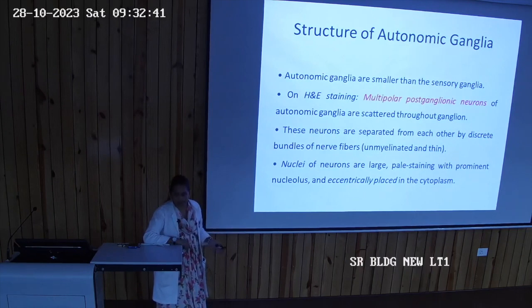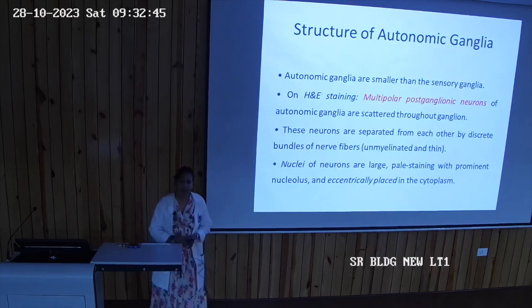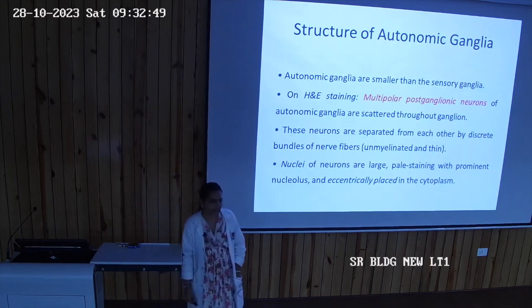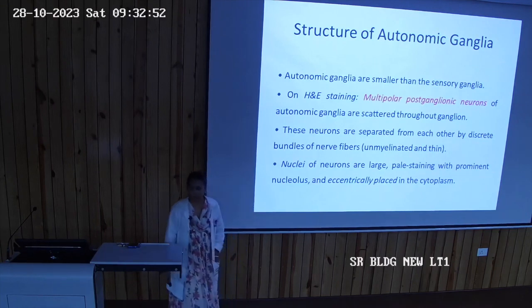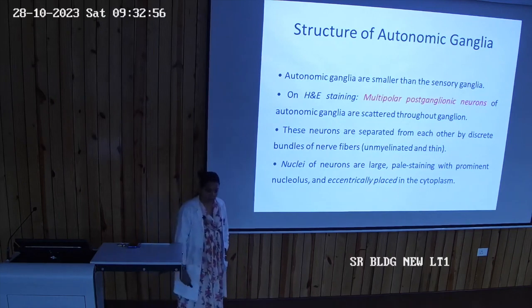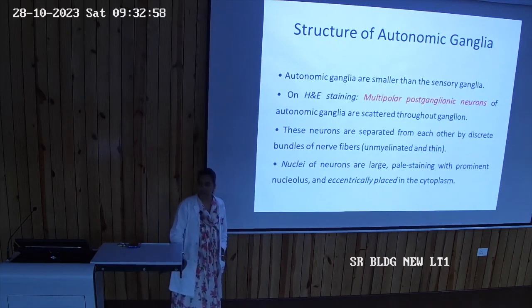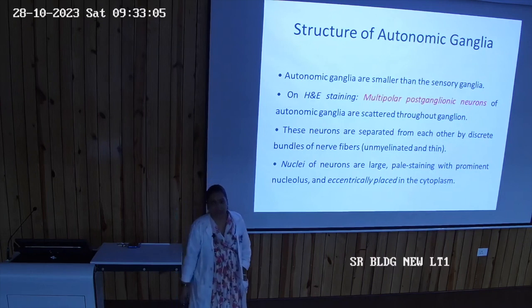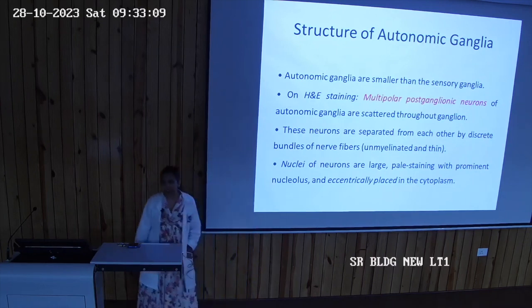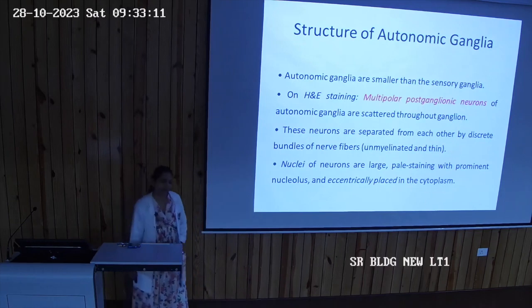What are the examples here for the autonomic ganglions? Sympathetic and parasympathetic. What is the example for the sympathetic ganglion? Anyone? Where are they located, the sympathetic ganglion? Sympathetic trunk, the celiac trunk. Any other example? Paravertebral ganglion. And where are these parasympathetic ganglia located? Where are these present?